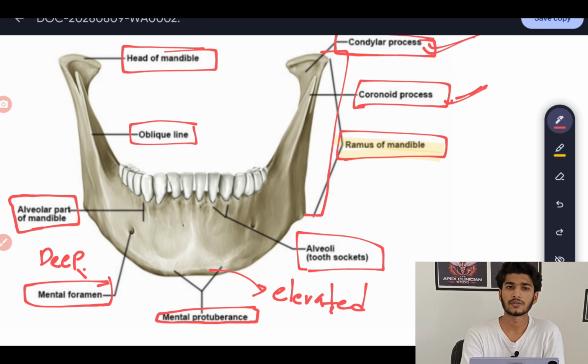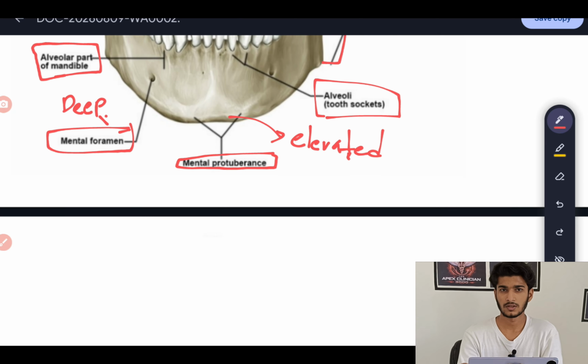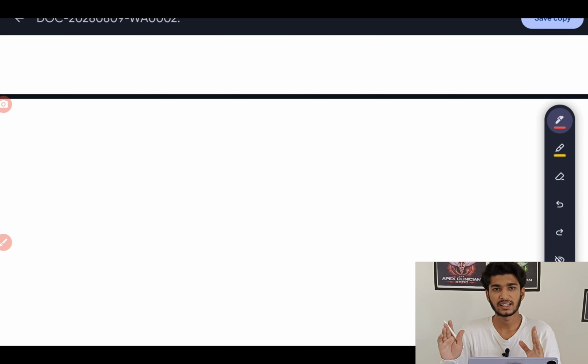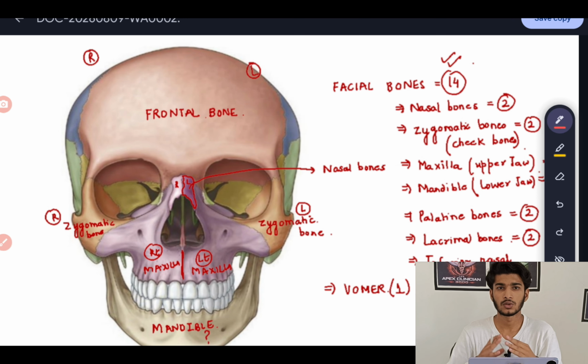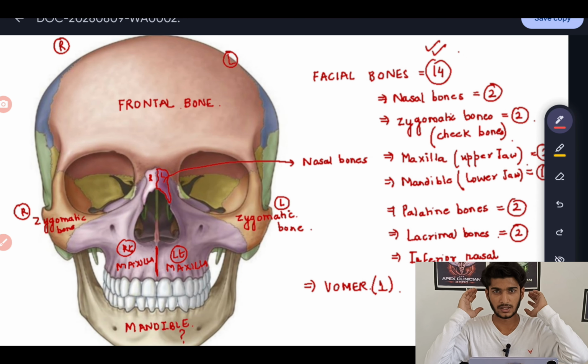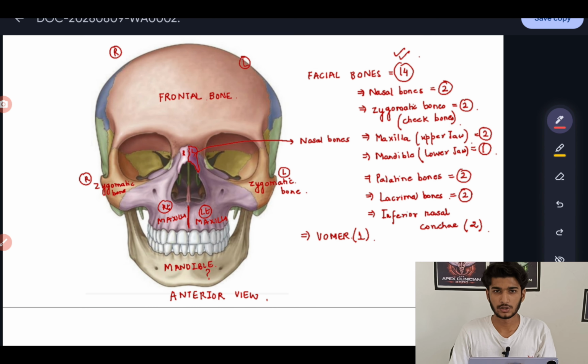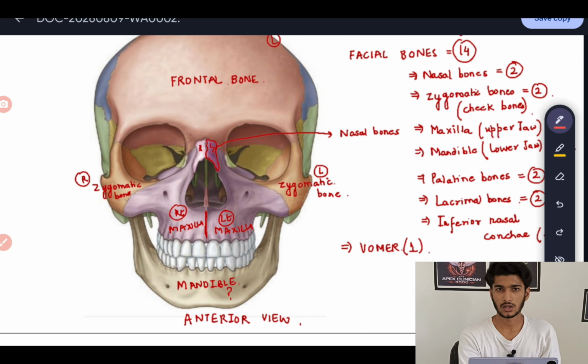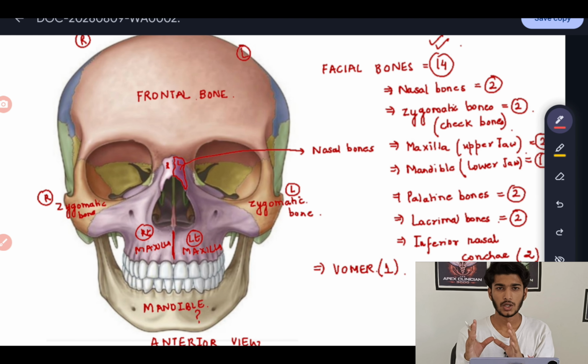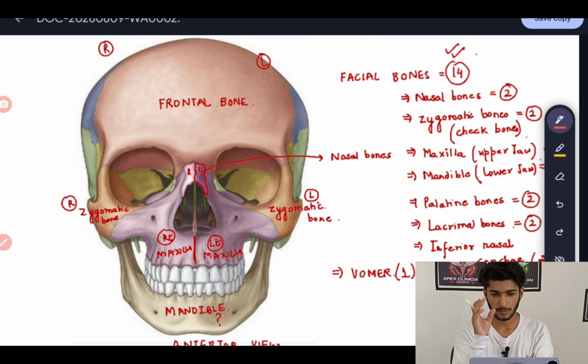Now we will segregate all the facial bones that we have learned. Once again, we'll see. So we have 8 cranial bones and 14 facial bones. The cranial bones I have told you are frontal, parietal, occipital, temporal, ethmoid, and sphenoid bone. Apart from that, we will be seeing the facial bones. We have seen all the facial bones informally. Now we will see all of them in the structural format.